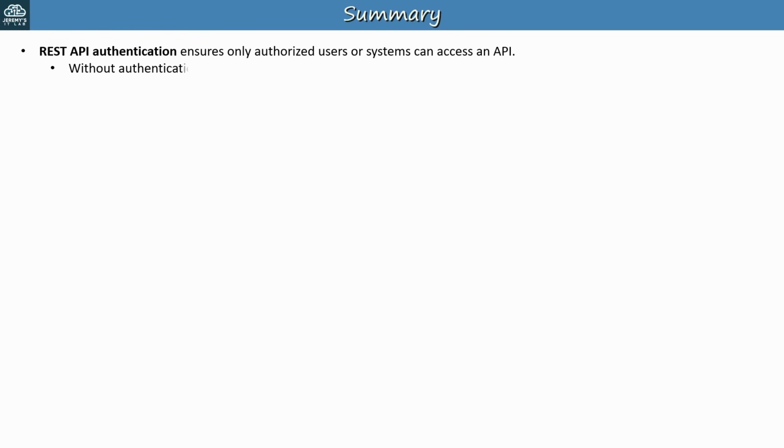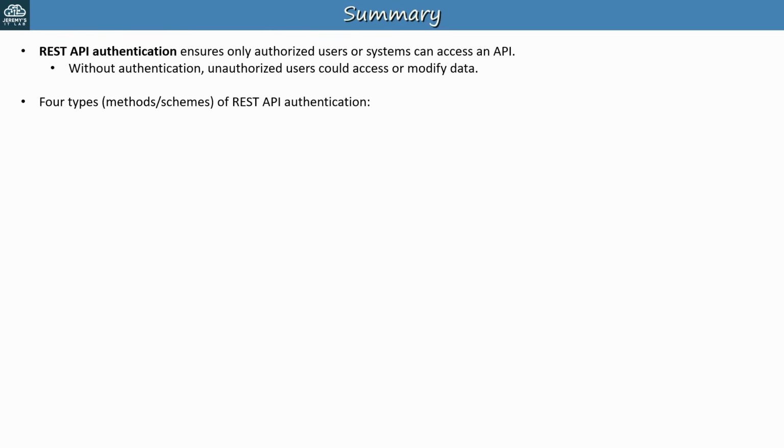Alright, let's wrap things up with a quick summary of what we covered in this video before moving on to the quiz. REST API authentication ensures that only authorized users or systems can access an API. Without it, anyone could send API requests, potentially exposing or modifying sensitive data. We looked at 4 types of REST API authentication methods.